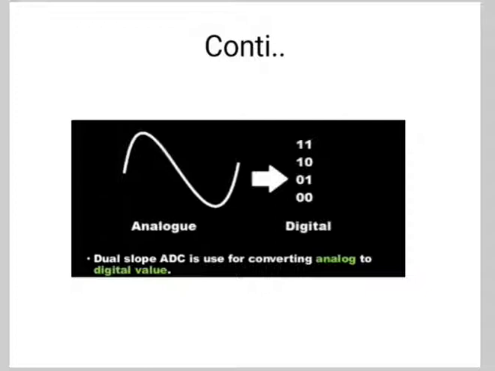If the integration were allowed to continue for a fixed period of time t1, then the output voltage is Vx t1 by RC. Now the integrator output has gone in the opposite polarity to the input, that is, a positive input voltage produces a negative integrator output. If reference voltage V reference were substituted for input voltage Vx, then the integrator would begin to ramp towards 0 at the rate of V reference by RC, assuming that V reference was of the opposite polarity to the unknown input voltage.